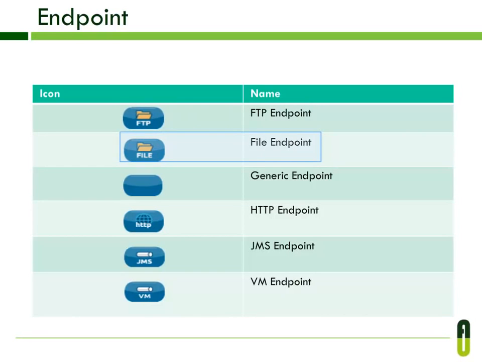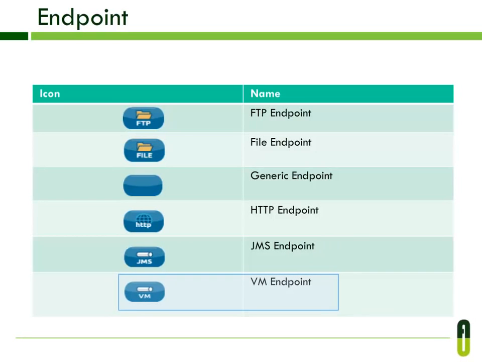File endpoint. This endpoint reads a file from the file system. Generic endpoint. This endpoint is used to dynamically configure an endpoint using Mule expressions and specifying paths. HTTP endpoint. This endpoint is used to process HTTP requests or responses. JMS endpoint. This endpoint is used to send or receive messages from a JMS queue.